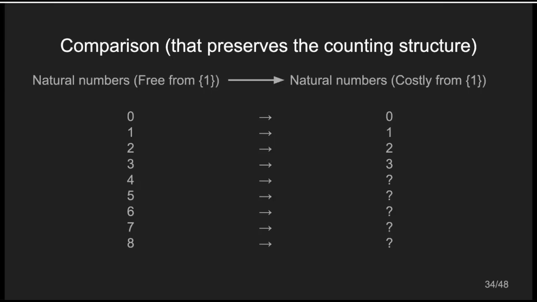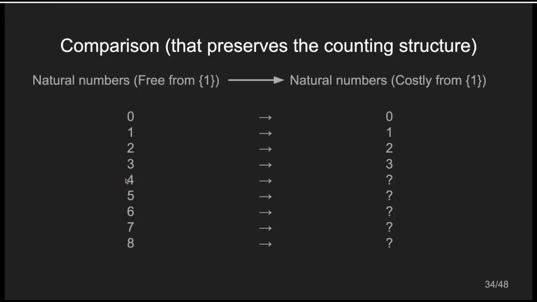So here's our comparison, our function. We've got all of our natural numbers over here, 0, 1, 2, 3, etc. And then we're going to have our expensive natural numbers, which is just going to be 0, 1, 2, 3 repeating. What is our function? What's our mapping going to look like? Well, the first few are obvious. 0 maps to 0, 1 maps to 1, 2 maps to 2, 3 maps to 3.